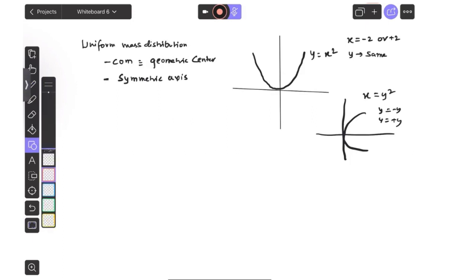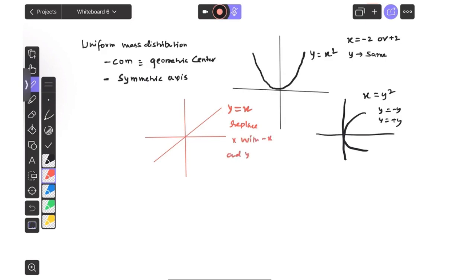And some curves are symmetric with respect to the origin. For example, y equals x. If I replace x with -x and y with -y, and you find the equation remains the same, then that kind of curve we call symmetric about the origin. So whenever you have uniform mass distribution, the center of mass is going to lie on the symmetric axis.